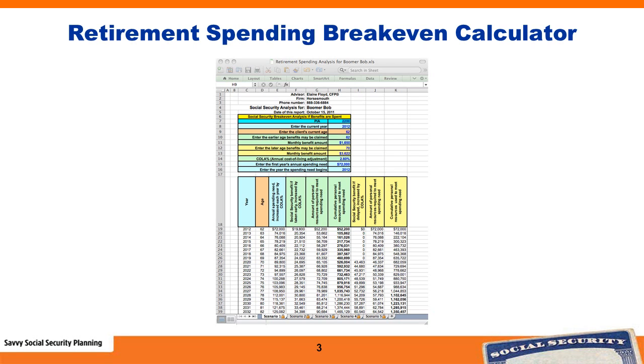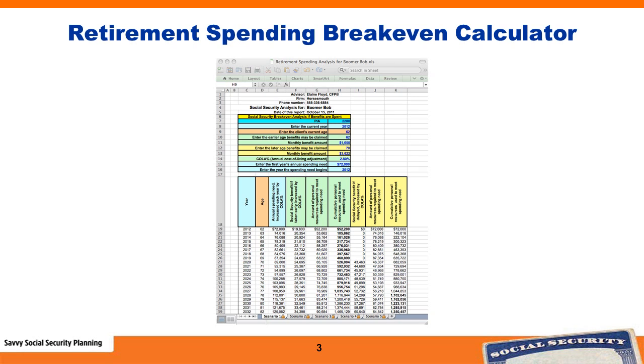Starting on the left and going across the columns, we see the year, the client's age in each year, and the annual spending need, which is increased each year by the annual COLA. Of course, in real life, client spending needs don't exactly match the COLA increase, but as I keep saying, we're working with rough numbers anyway.